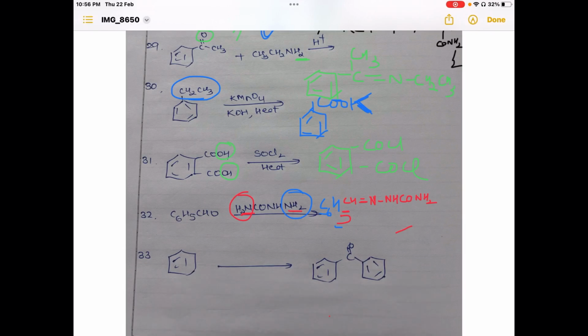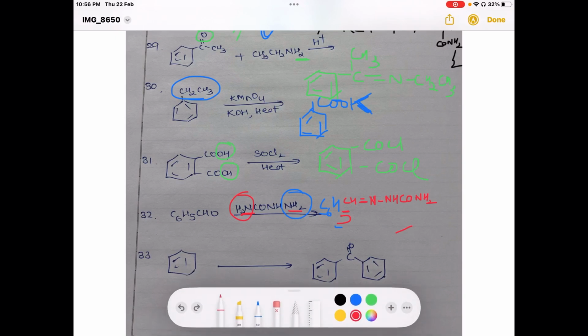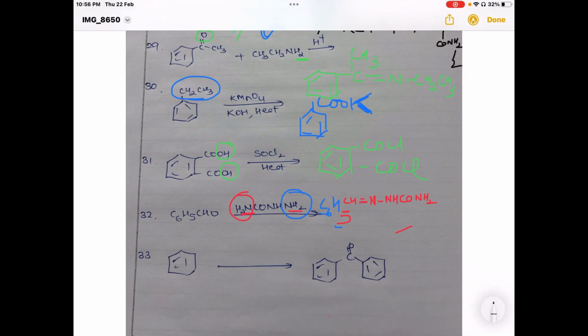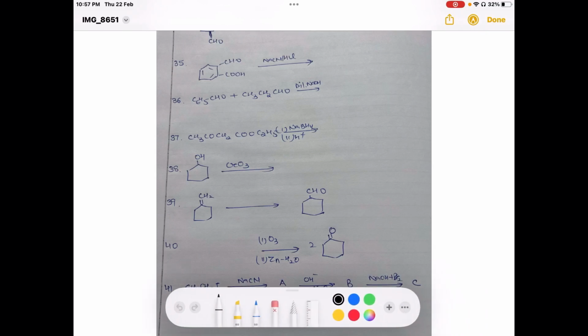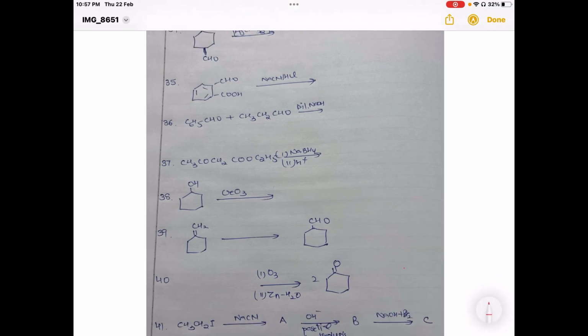Next is benzene changes to benzophenone. This we do with the help of a benzoylation reaction, using C6H5COCl with anhydrous AlCl3 here.